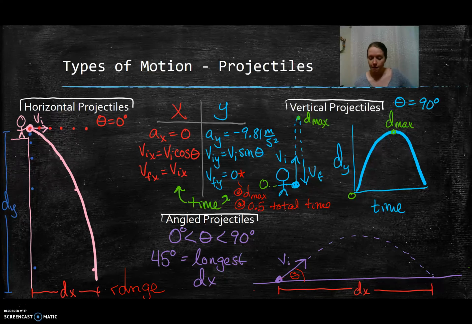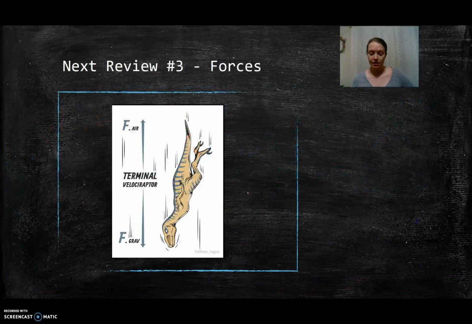So we can fire our projectiles at different angles. We can fire our projectiles at different velocities. And if we fire them fast enough, they go into orbit. And that leads us into the next review.